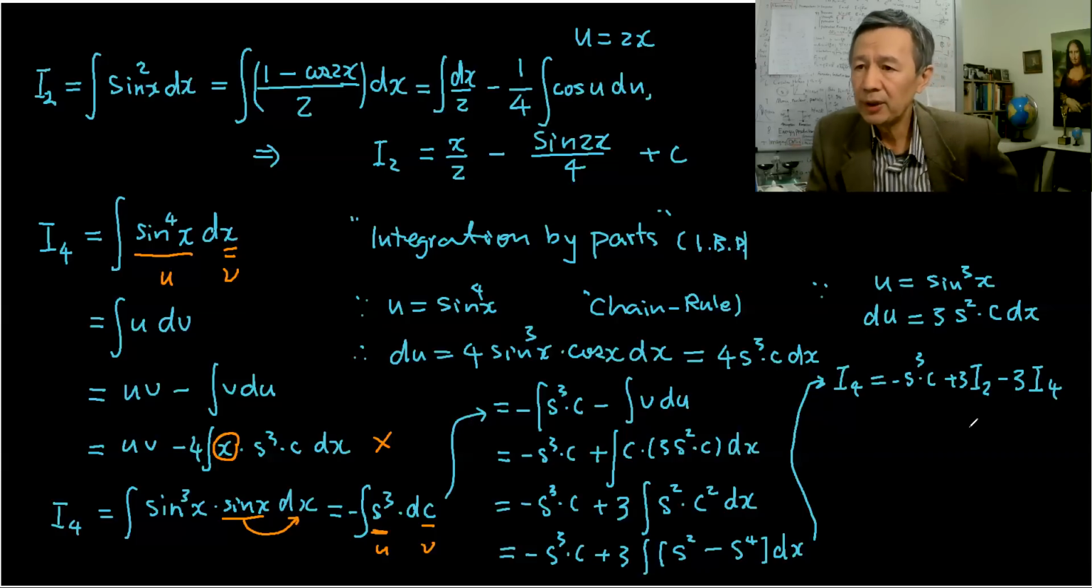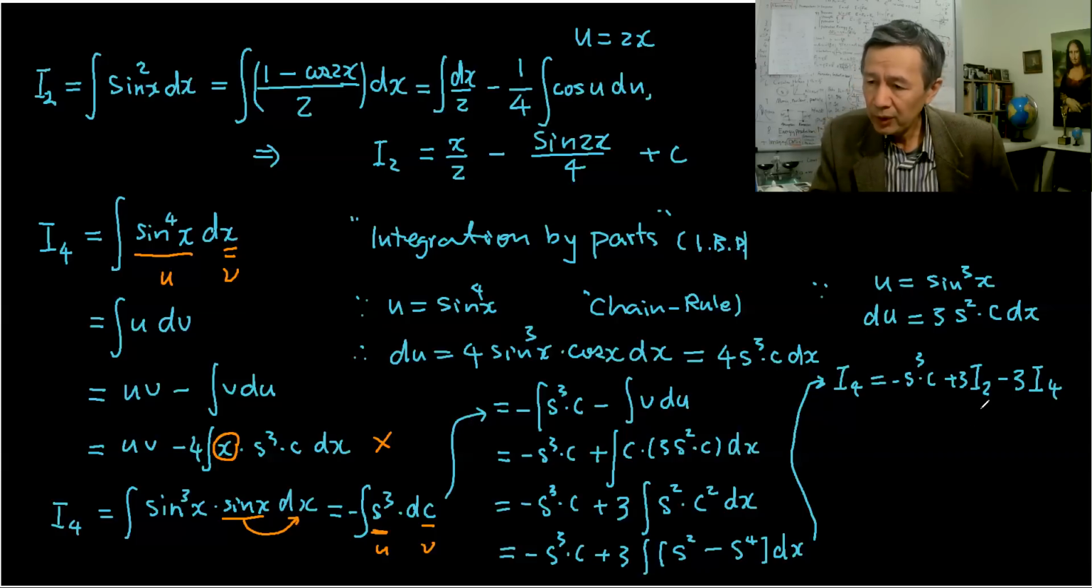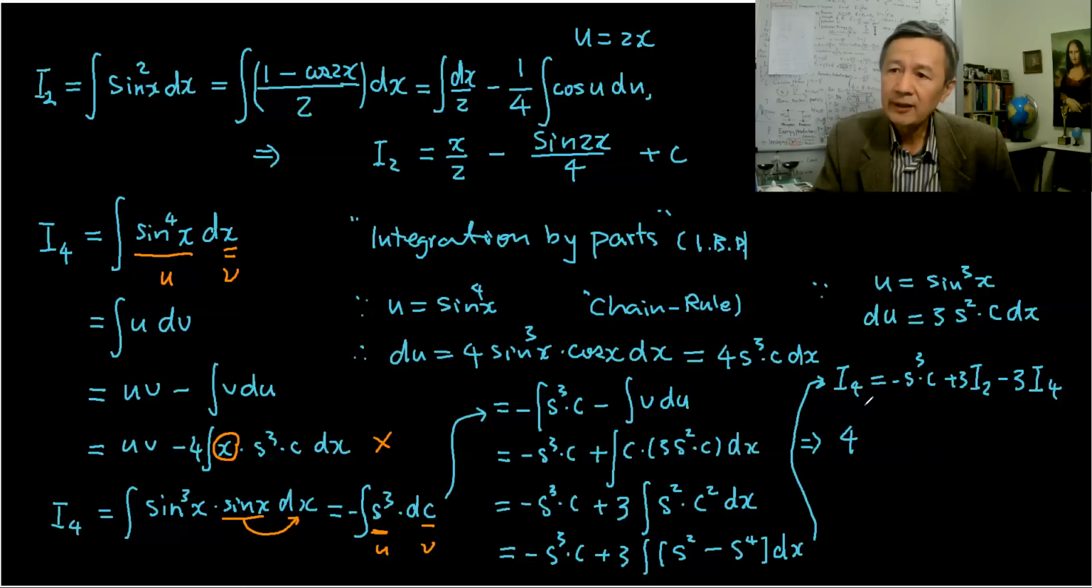This is a beautiful equation because, although we cannot solve I4 so far, we know that I4 is related to a known term and a simplified integration. Can we just rewrite this equation? So basically, we got the 4. We move this part to the left-hand side.